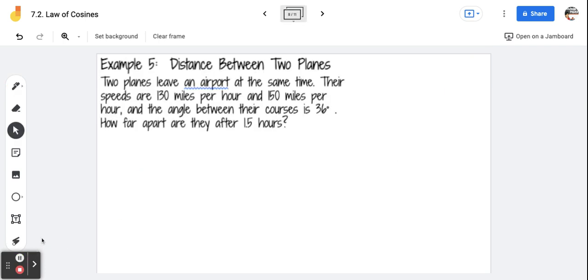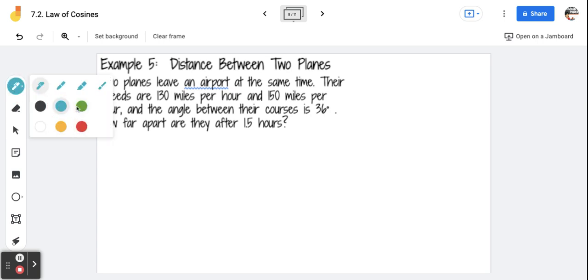All right, our last example. This one actually is pretty easy to draw out and to solve. All right, so we have two planes that leave an airport at the same time. Their speeds are 130 miles per hour and 150 miles per hour, and the angle between their courses is 36 degrees. So let's look at what we know.